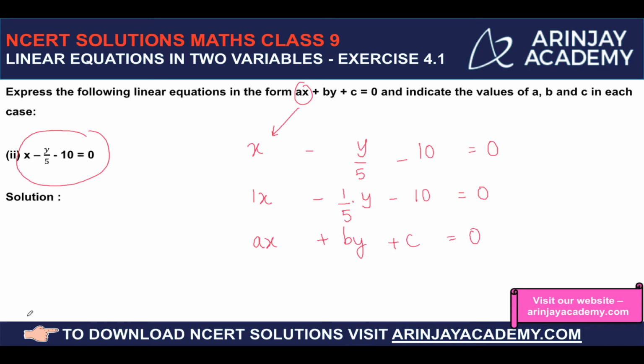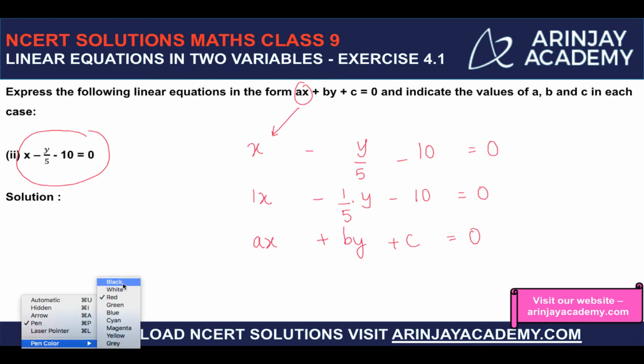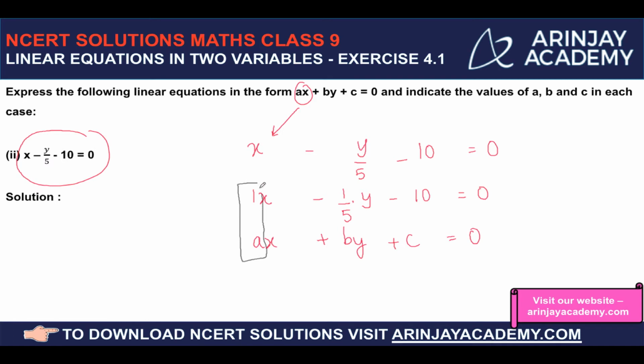On comparison, again, the same process that I followed in the last question, I'm just doing it here as well. On comparison, I get the value of a is equal to 1. The value of b here I get equal to minus 1 upon 5 and c is equal to minus 10. The only different thing in this case was you had to write down y upon 5 as minus 1 upon 5 times y. So this was the catch in this particular question. Let's move on to the next one.